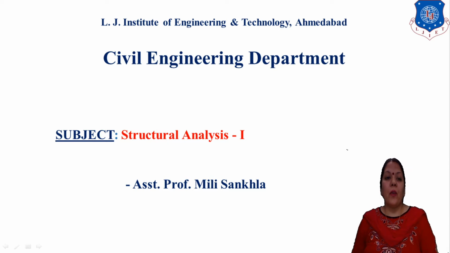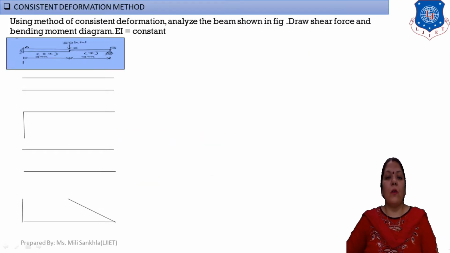Okay, now in this example today we solve another type of beam. This is our propped cantilever beam, subjected to moments of inertia I and 2I. Again this is a different type of beam with different data. Using the method of consistent deformation, analyze the beam as shown in the figure and draw the shear force and bending moment diagram, where EI is constant. My first step is to find the static indeterminacy (SI) of the beam.